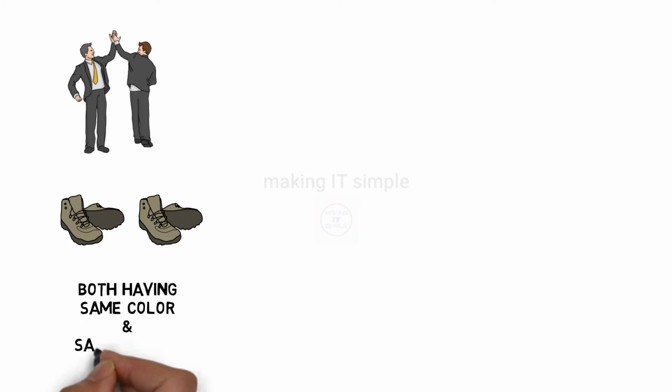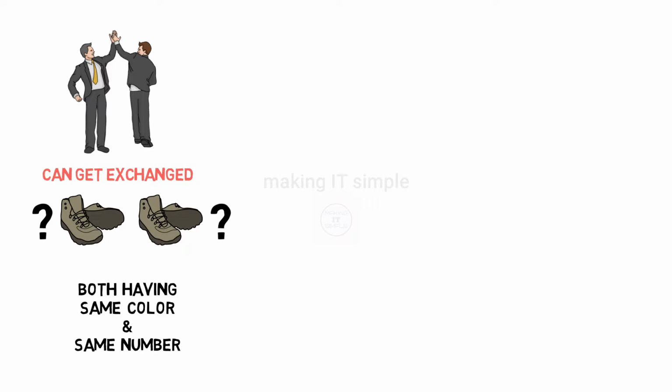Consider a situation. You and your friend have identical things, for example, the same shoes with similar color and number. So every time it can get confusing while identifying which shoes belong to whom. Eventually you will get to know, but there will be confusion and sometimes you might exchange the shoes.